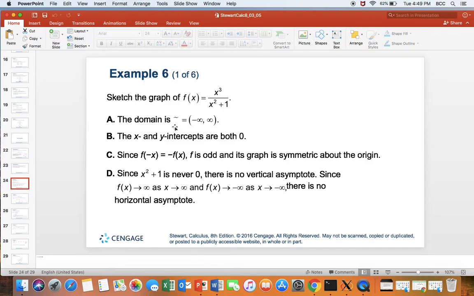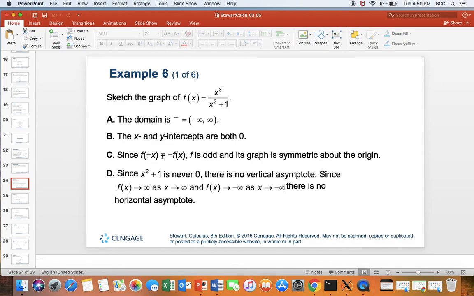Okay. The domain is all of it. Notice, even if x is negative, x squared is positive, plus 1, so you never have a denominator of 0. So the domain is everything. X and y intercepts, you can check. When y, that is this function, is 0, only the numerator is 0, so x is 0. When x is 0, all of it is 0.